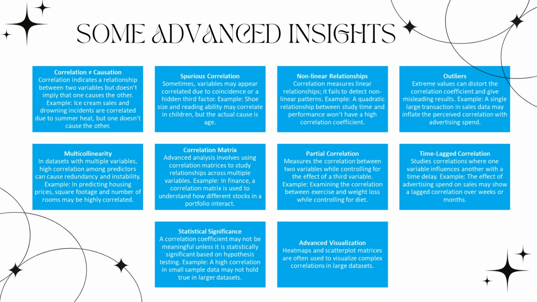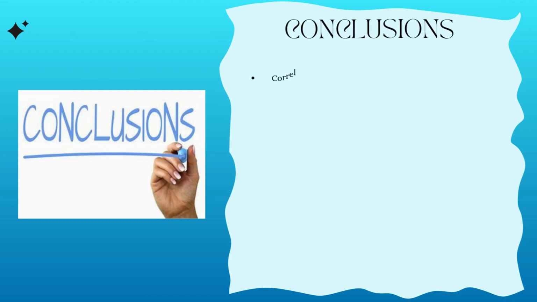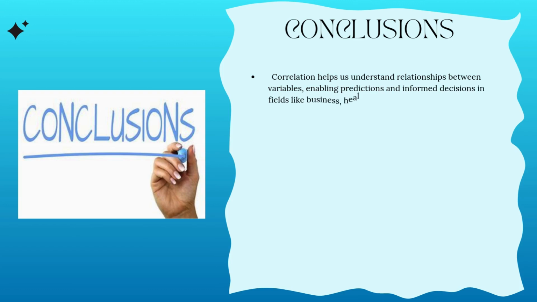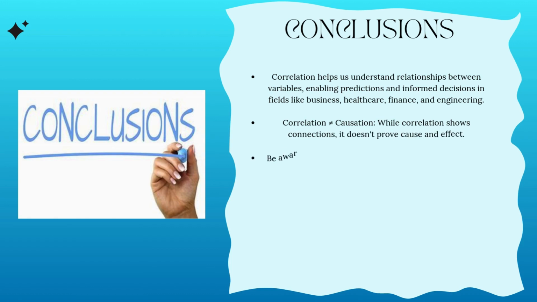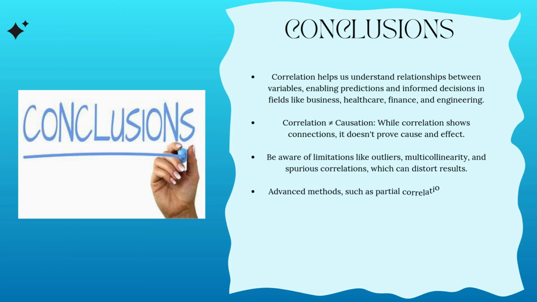In short, understanding correlation is not just about numbers, it's about context, careful interpretation, and using the right tools. In conclusion, correlation analysis is a powerful tool that helps us understand the relationship between variables. It allows us to make predictions and inform decisions in various fields like business, healthcare, finance, and engineering. However, it's crucial to remember that correlation does not equal causation. While correlation shows connection, it doesn't prove cause and effect.